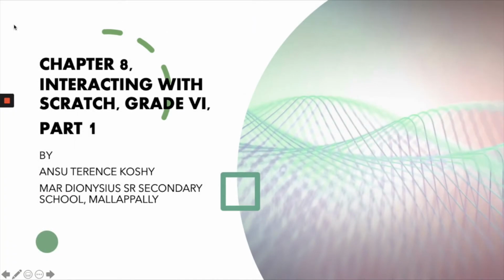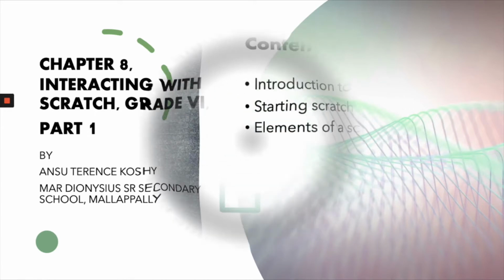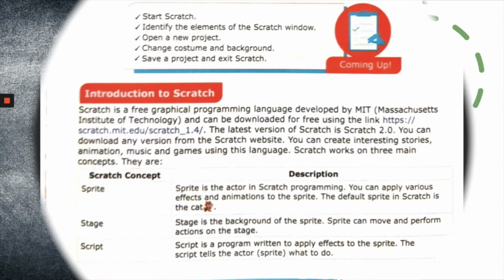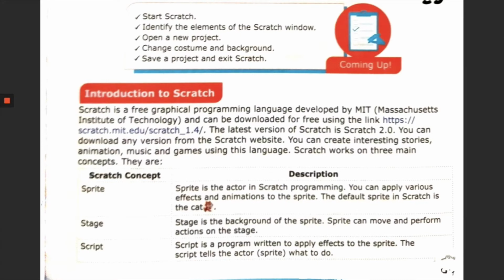This time we'll be seeing the first part of Chapter 8, Interacting with Scratch. Today we'll be going through three things, that is Introduction to Scratch, Starting Scratch, and Elements of a Scratch window. In this lesson, we'll be talking about how to start Scratch, identify the elements of the Scratch window, opening a new project, change costume and background, save a project and exit Scratch. The first two topics will be discussed in this video and the remaining will be introduced in the second video.